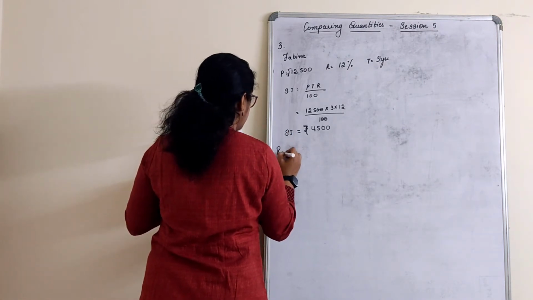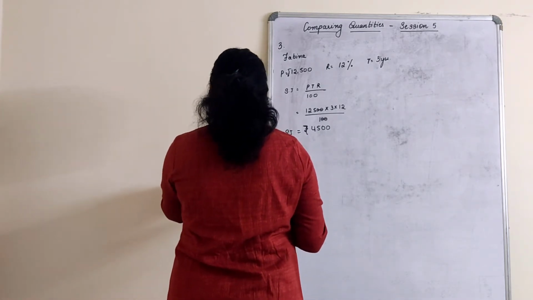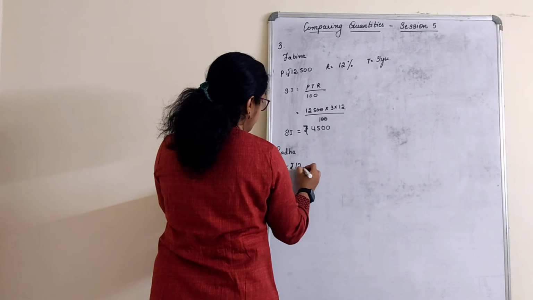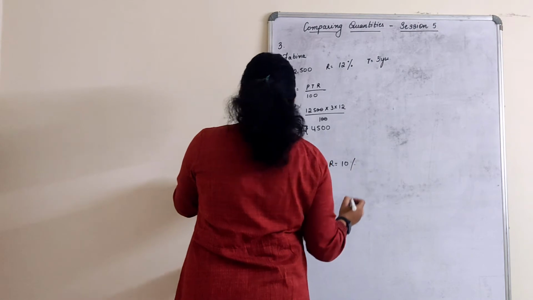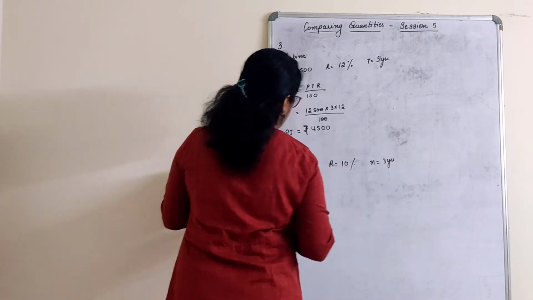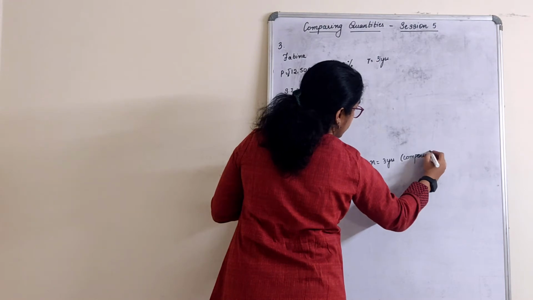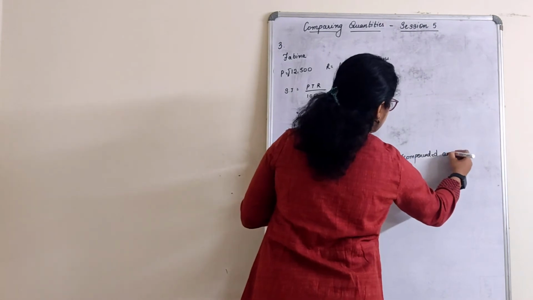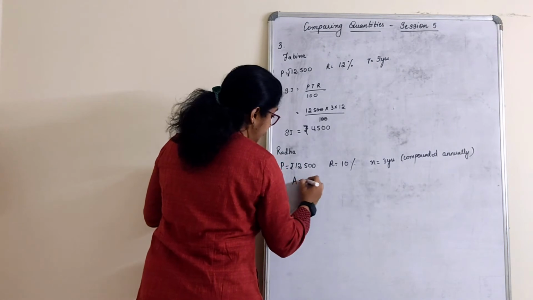Next, we need to check this for whom now? Radha. Radha borrows the same amount, that is principal is how much? 12,500, and the rate of interest is different, it is 10% per annum compounded annually. Time is again 3 years, right? I just mentioned here compounded. I had told you, right? This word is very important in the sum, whether it is annually or half yearly. Compounded annually. So we have to find the formula.